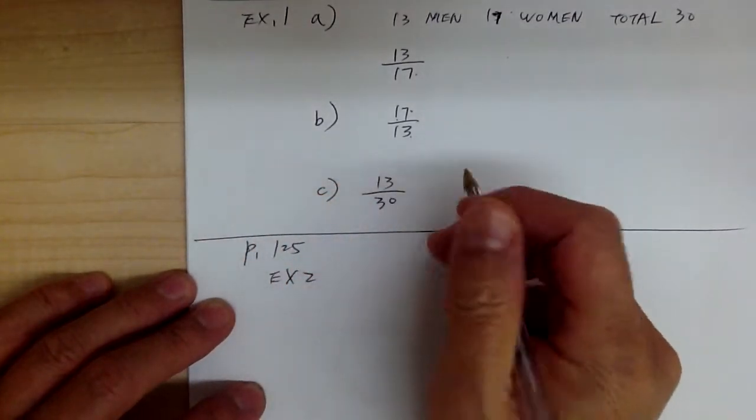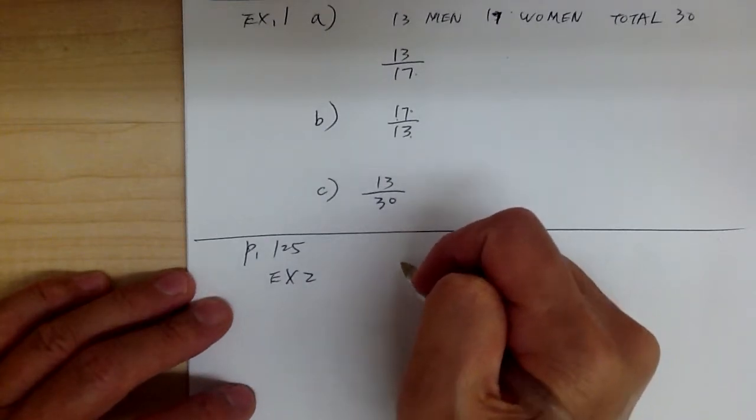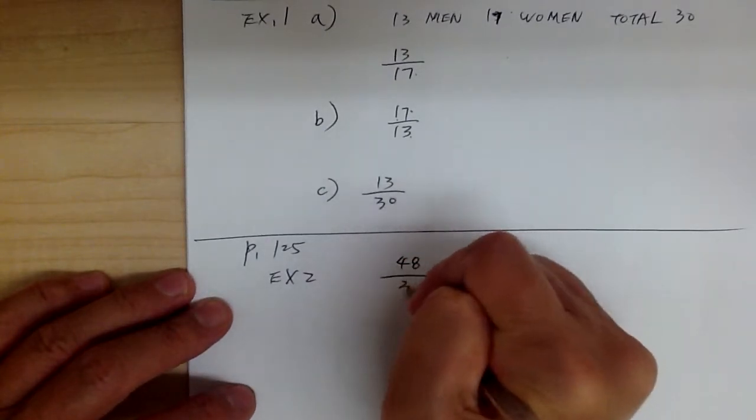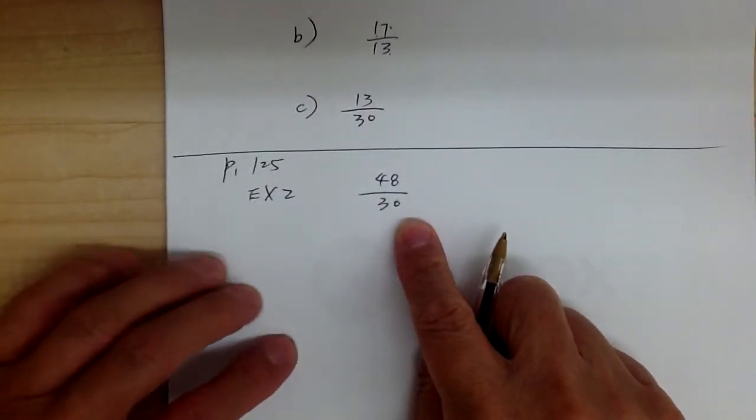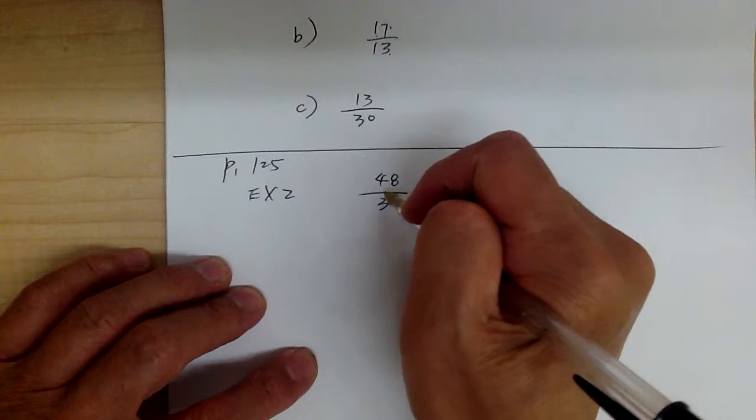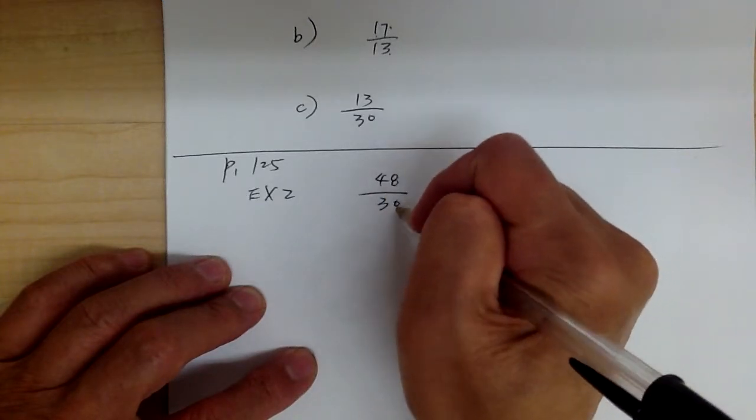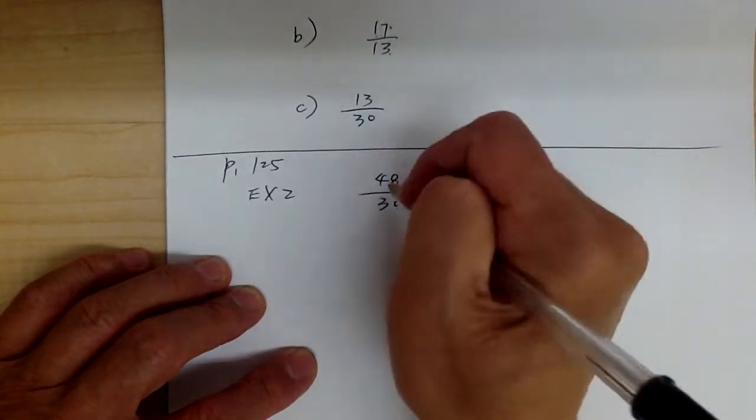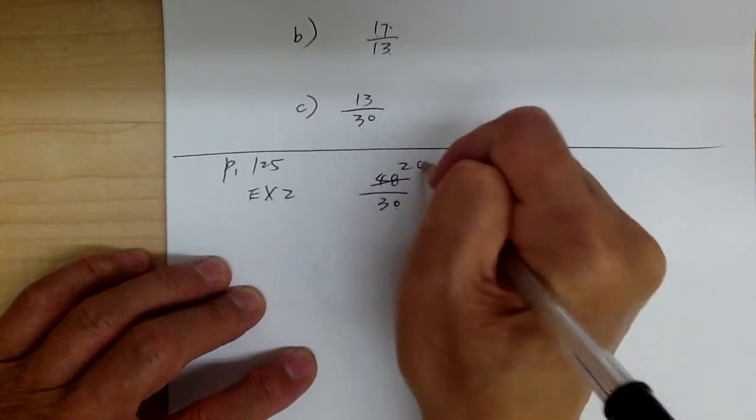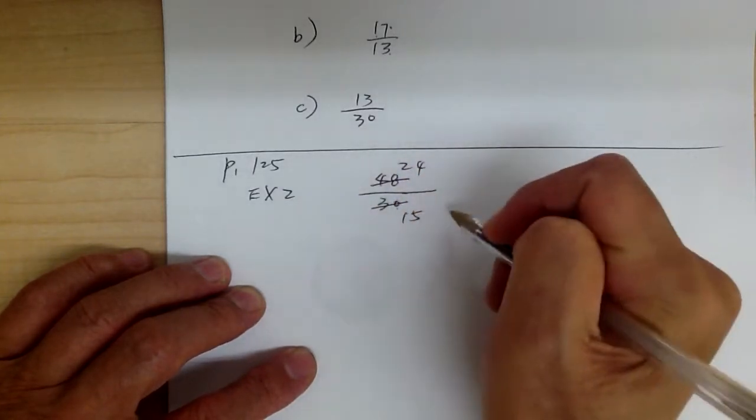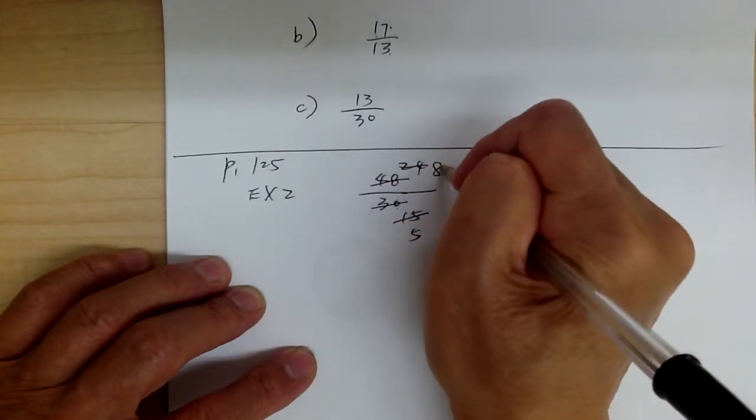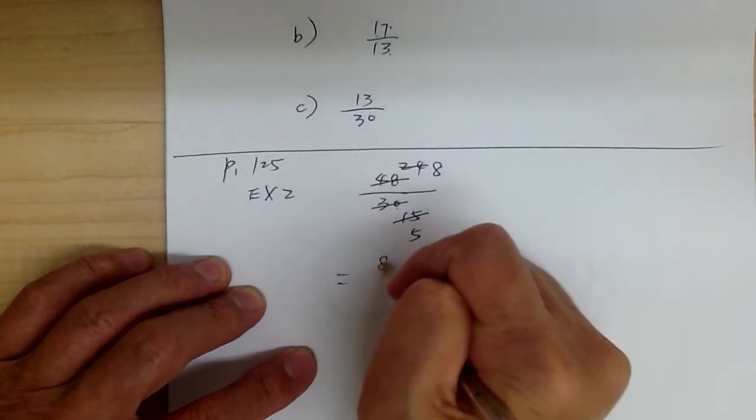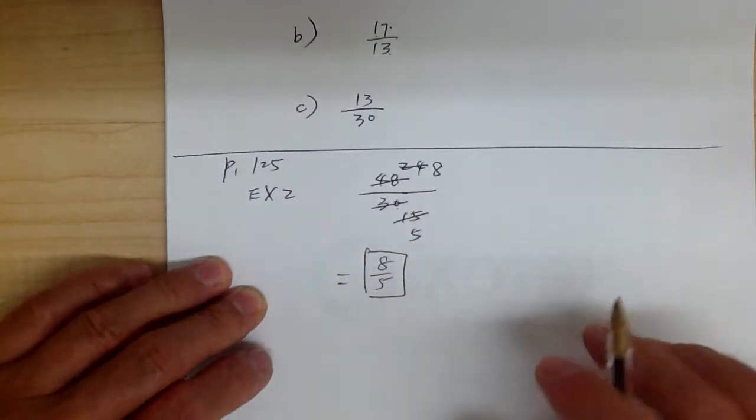So on page 125, example 2, you have a ratio of 48 to 30, and you want to reduce to the lowest term. If you're not sure what number to try, just look: both are even, so you can divide by 2. Divide by 2, you get 24. Divide by 2, you get 15. And then you can divide by 3. Divide by 3, you get 8. Divide by 3, you get 5. So this is equal to 8 over 5. Okay, that's it.